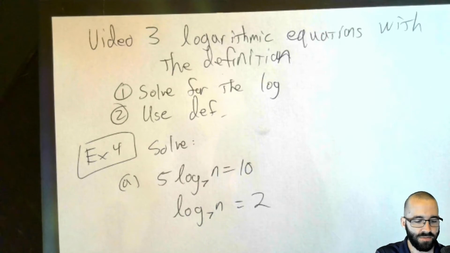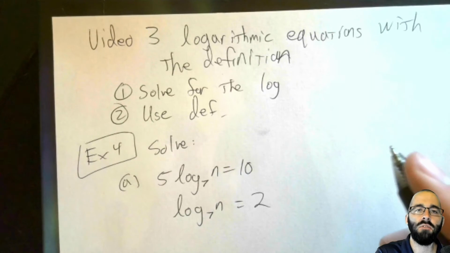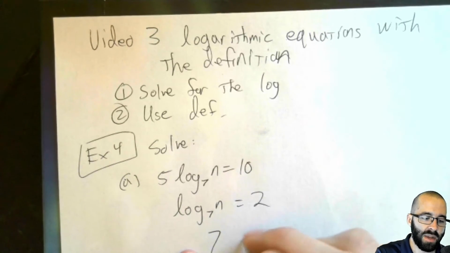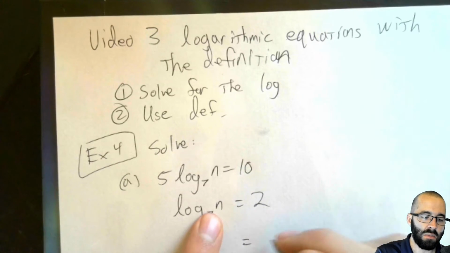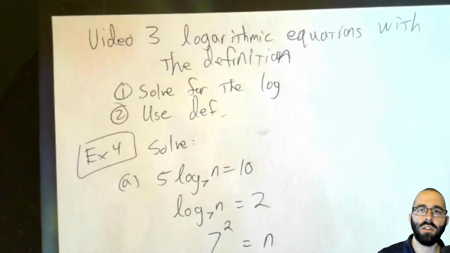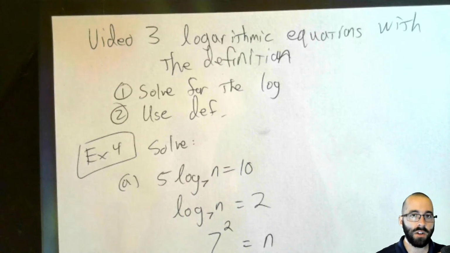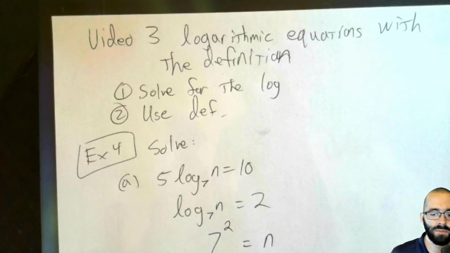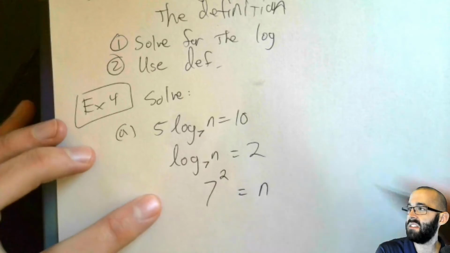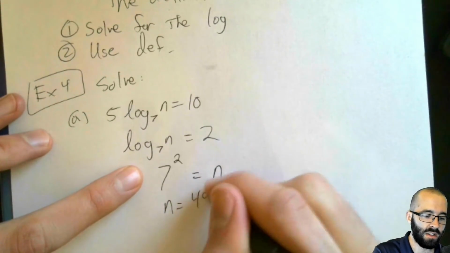All right. Next up, we use the definition of the logarithm to convert it to an exponential equation. So the base of the logarithm is the base of the exponential function. The input of the logarithm becomes the output, and the output becomes the input. Remember, the reason this works is because exponential functions and logarithms are inverse functions of each other. And we're done, right? n is 7 squared. Well, 7 squared is 49.